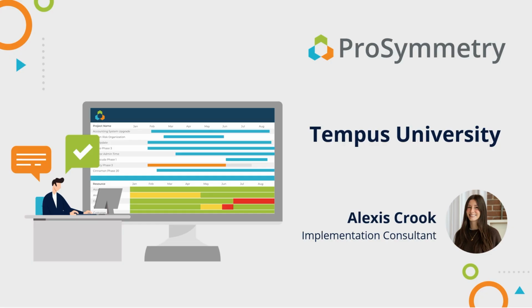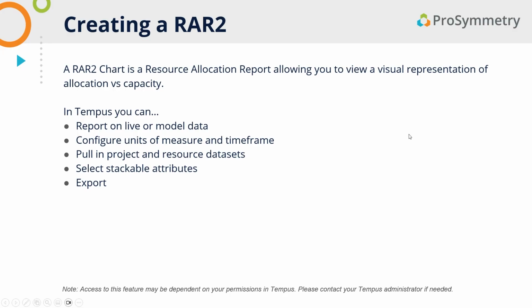I am an implementation consultant here at Prosymmetry, and in today's video I am going to be talking through how to create a RAR2 chart. So in Tempus, this is one of the report options that is out of the box, and this allows you to view a visual representation of your allocation versus your capacity.